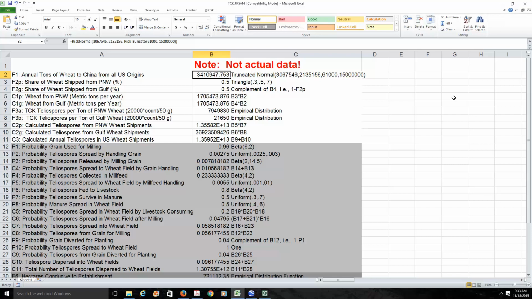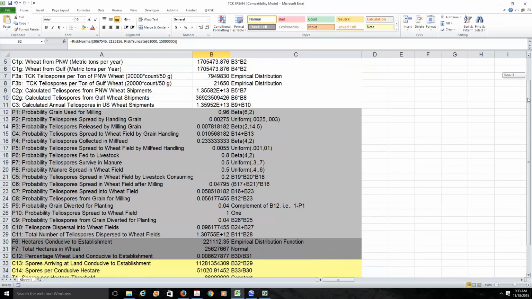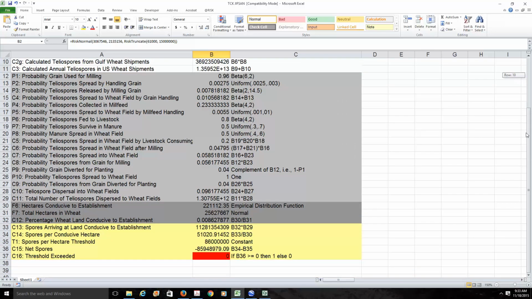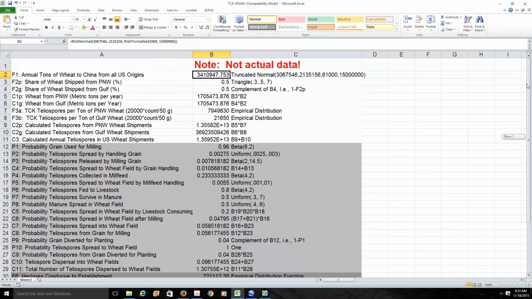Now I'm going to show you this model is color-coded. So we see some white here, and then some gray, some darker gray, some yellow, and a bit of red. So let me tell the story of this risk assessment by colors. In the white part of this model, what we do is estimate the number of TCK spores that would be exported to China. Here you see 10^13 spores would leave the United States in the wheat that was bound for China. In the gray, what we do is we tell the story of what happens to those wheat spores once they get to China.